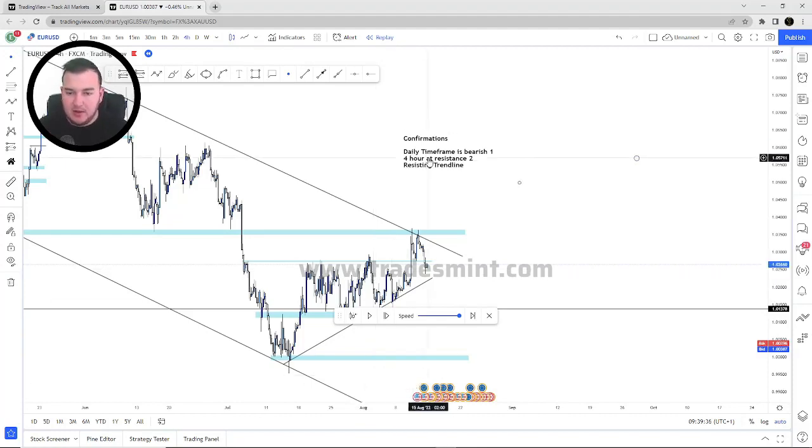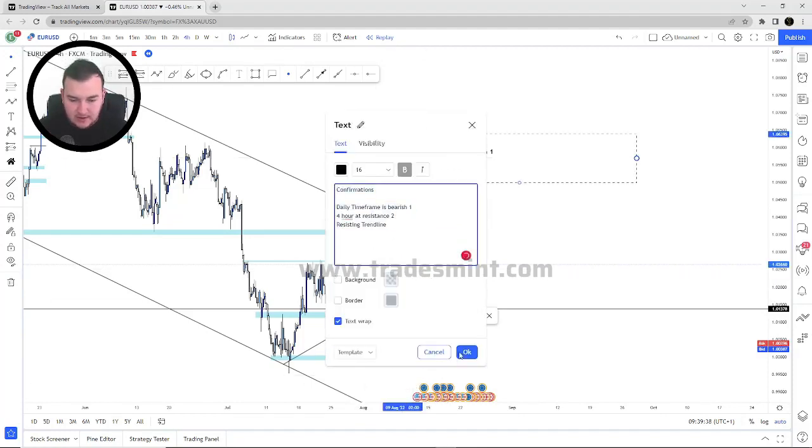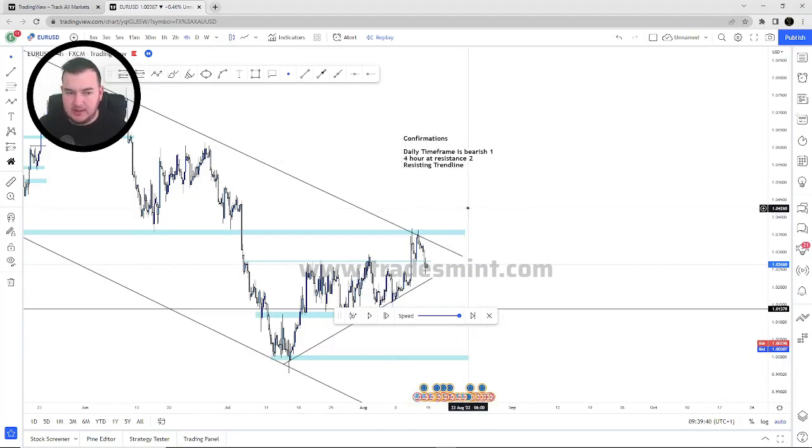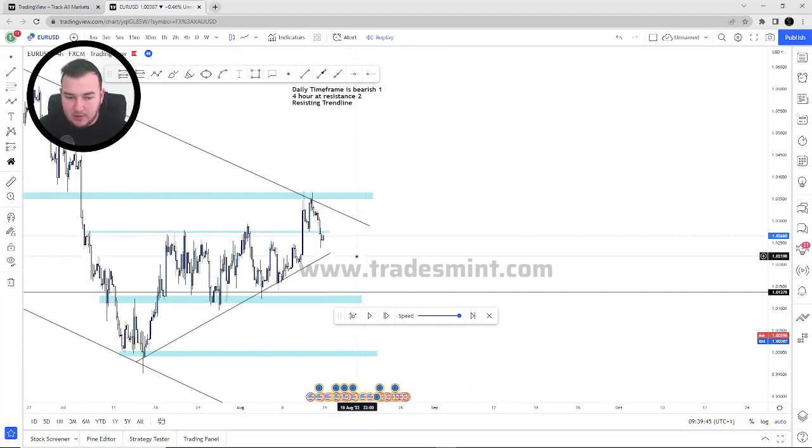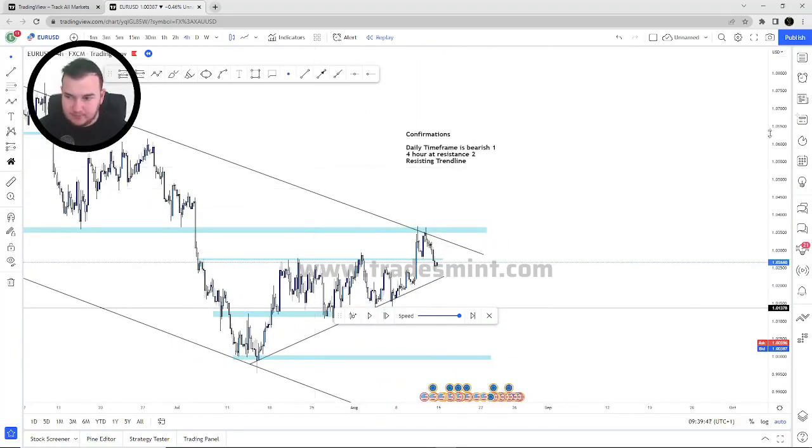There will be times where you can have a whole list of confirmations, right? But the trade still doesn't play out. And that is literally just how the market moves, how it is. But it doesn't mean we go and change our strategy at the end of the day.